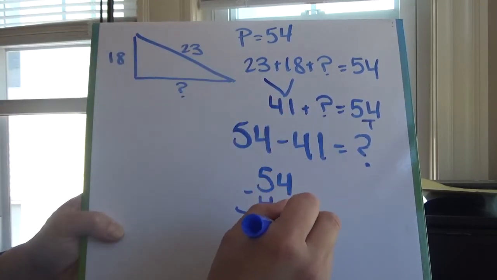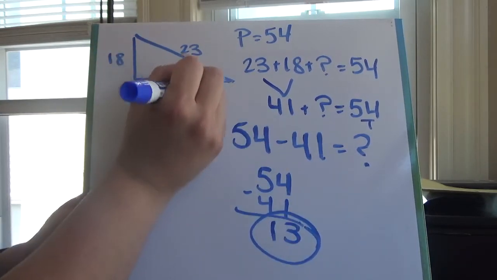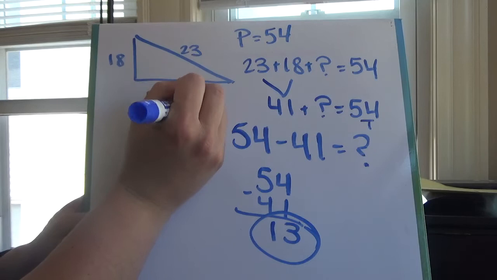4 minus 1 is 3, 5 minus 4 is 1. So my answer is 13 centimeters.